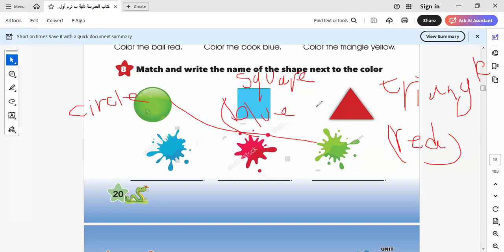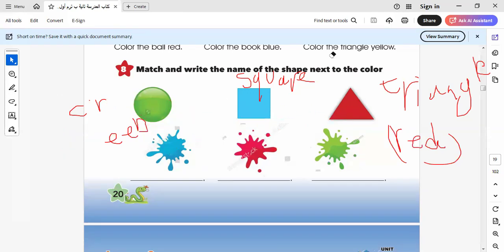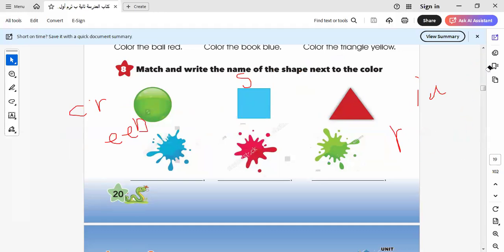And the last one, what will it be here? Green. Okay, this is green. Circle, green. Here is the green circle. This is green. This is blue, and this is red. Okay, now we know the colors and the shapes. Here is a green circle, a blue square, a red triangle. Now I think we know the colors and the shapes.